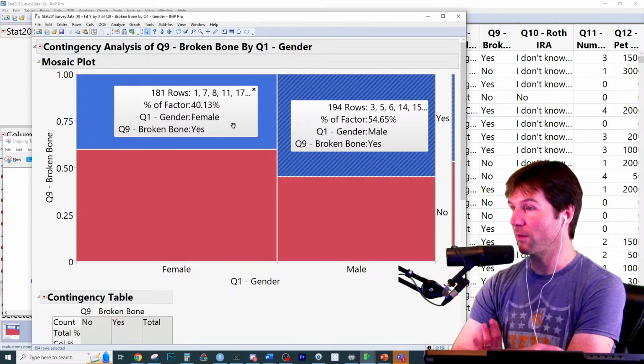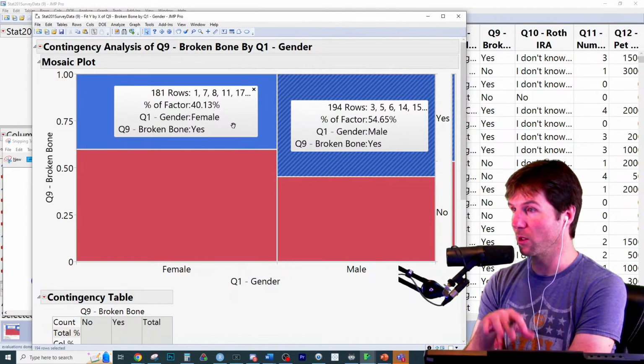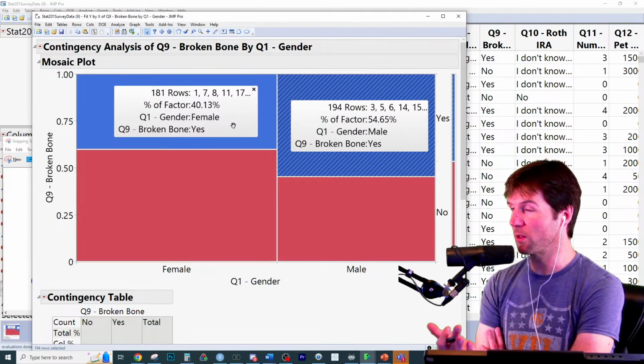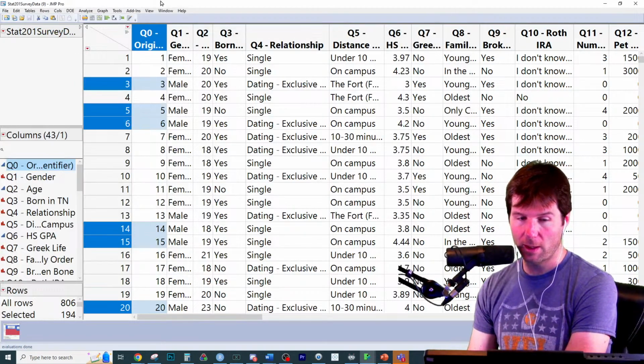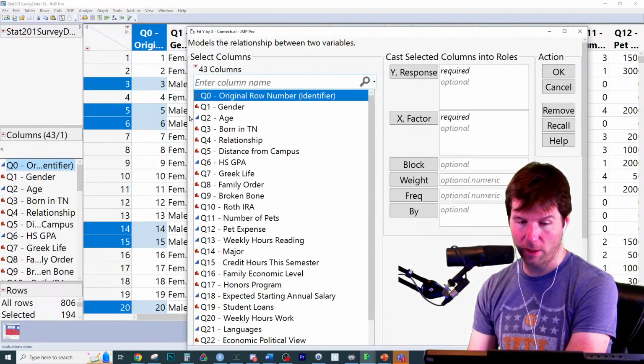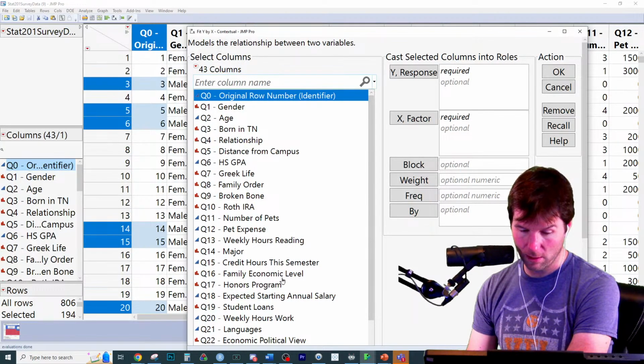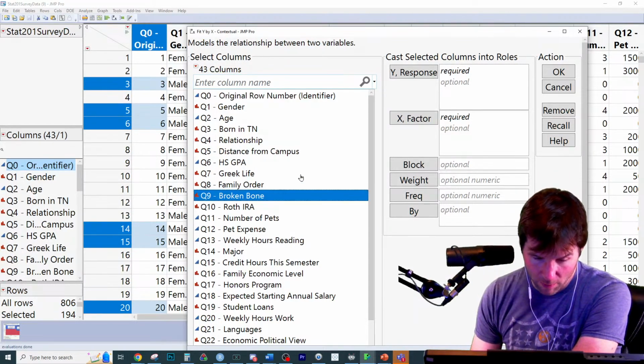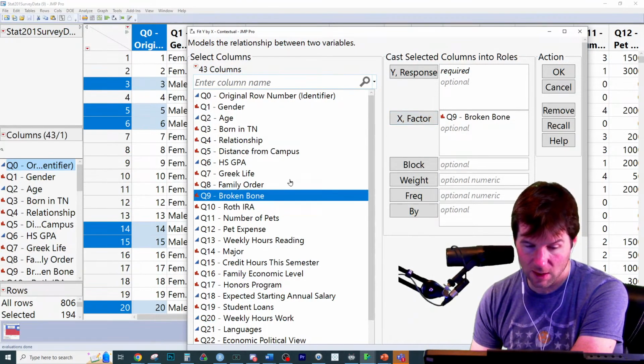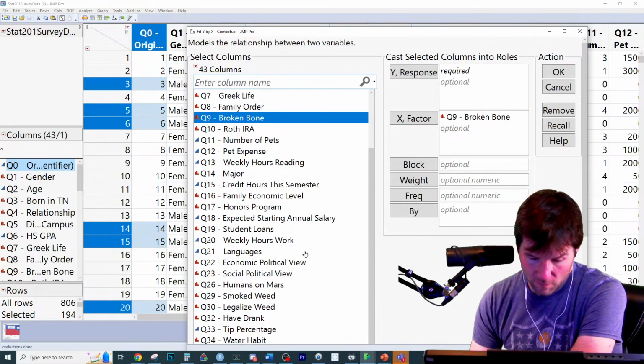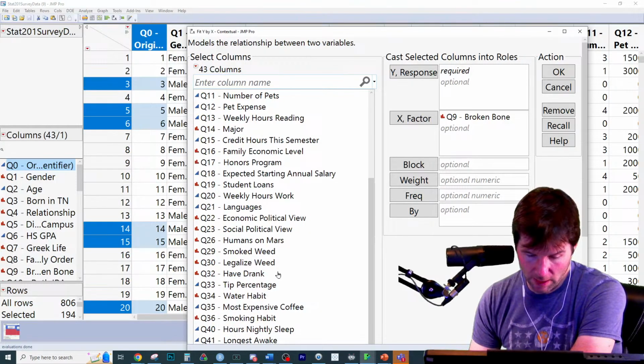And that's an estimate of the effect size right there, the difference between the 2 distributions, which is the conditional distributions, to go back to an earlier chapter. What about this, though? If we go here and look at breaking a bone, does that explain if somebody has smoked weed?